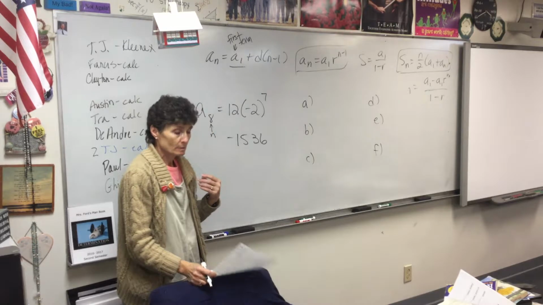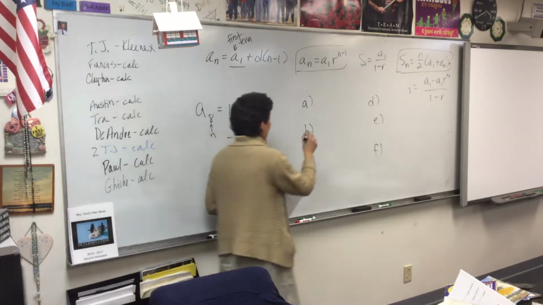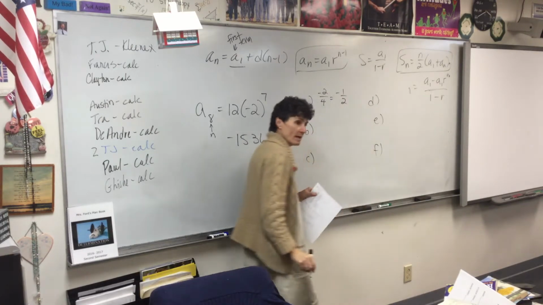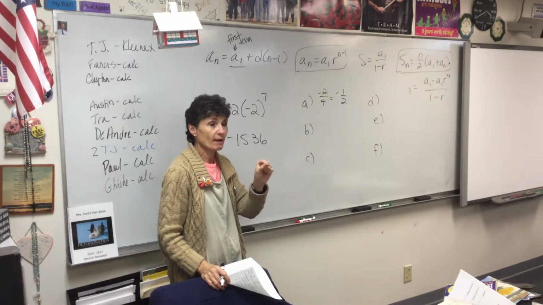Deshani? Is it 2n over negative 4n? The first one is actually, yeah, it's negative 2 over 4, which is negative 1/2. 2n over 4n, that's exactly right. So she got that one, yes.